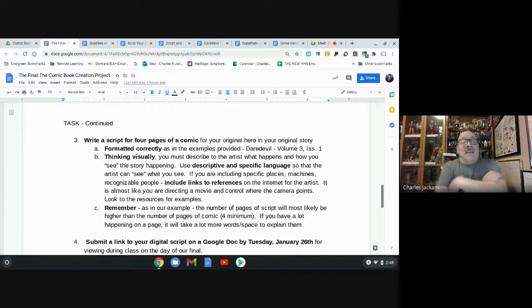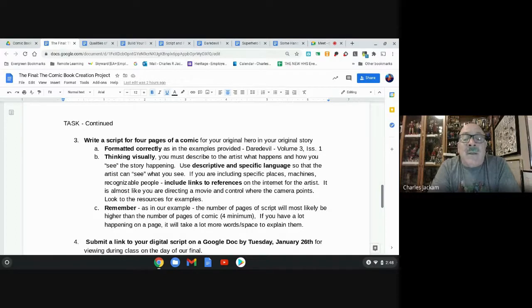Your task is to write a script for 4 pages of a comic for your original hero in your original story. So 4 pages of a comic, 4 comic book pages. Now, these are going to need to be formatted correctly, as in the examples provided, which will be from the comic book Daredevil, Volume 3, Issue 1, shared with us again by Mark Waid. We'll show it to you in a second.